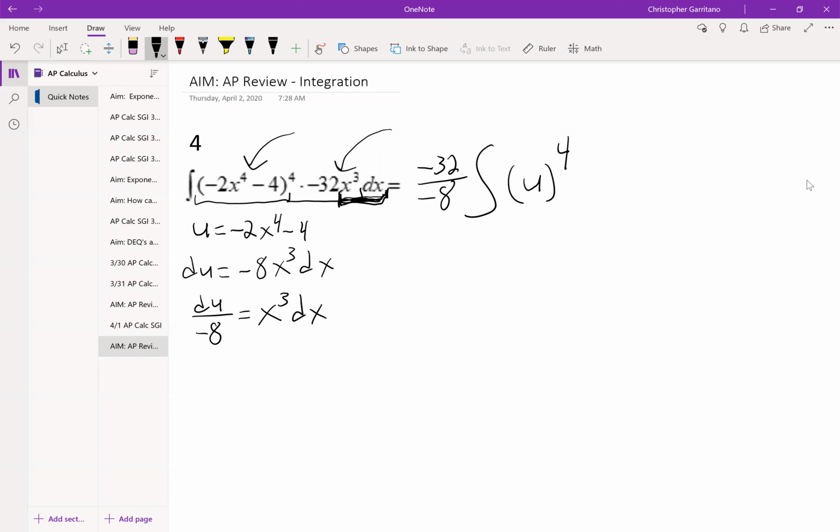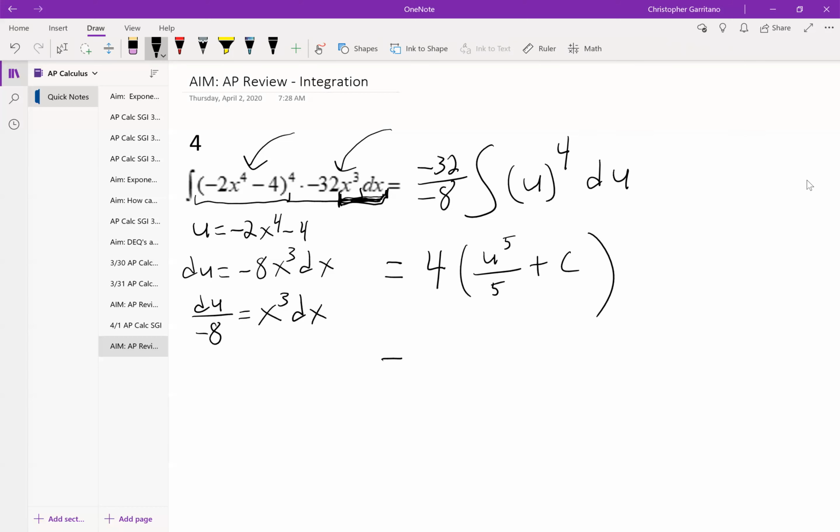Again, the 32 I pulled out front, and that x cubed dx, I'm simply going to replace with du over negative 8. But again, that negative 8 I've already pulled out front. All right, and so this integral just becomes something pretty straightforward and simple to solve. So let's do that on the next line. Obviously, negative 32 over 8 is a 4. And the integral of u to the 4th du is u to the 5th over 5 plus c.